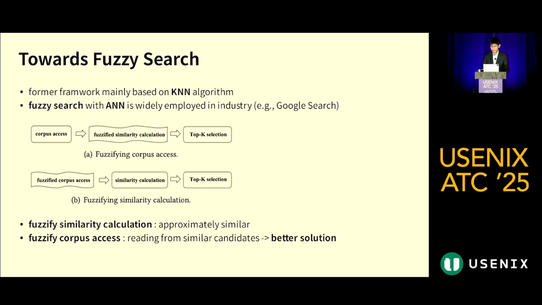Well, exact search is accurate, but it's slow for large corpora. So in the industry, we often use fuzzy search, which stands for approximate nearest neighbor search, to increase the speed. SNARY chooses to fuzzify the corpus access rather than the similarity calculation because it's more efficient. A smaller corpus means a decrease in the memory bound part in the latency formula.